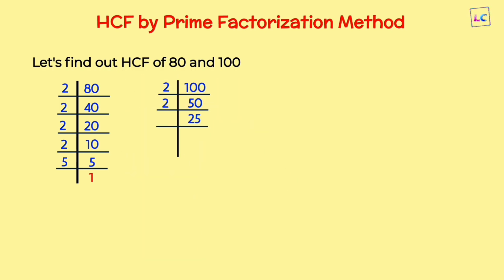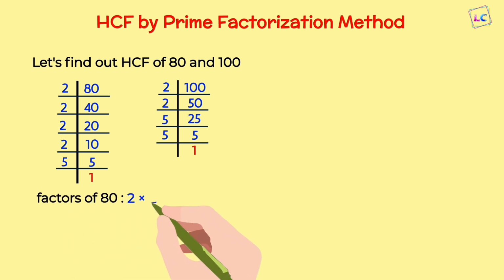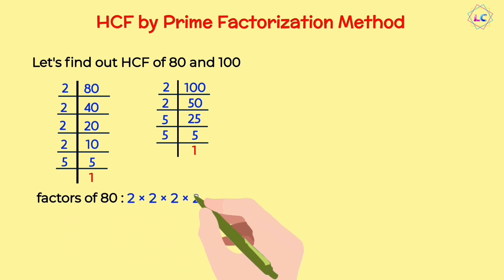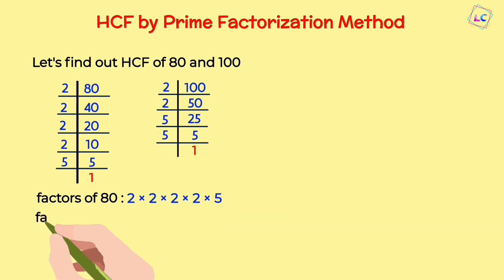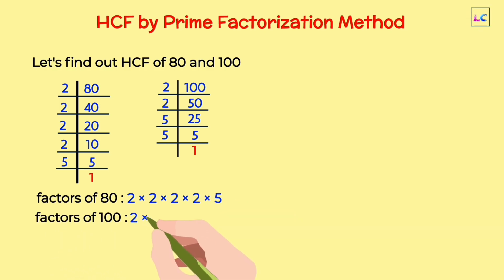Now 25 is not divisible by 2 or 3, so use the next prime number 5. 25 divided by 5 is 5. Now 5 is a prime number, so divide it by 5. 5 divided by 5 is 1. So, the prime factors of 80 are 2x2x2x2x5, and the prime factors of 100 are 2x2x5x5. Circle all the common factors.